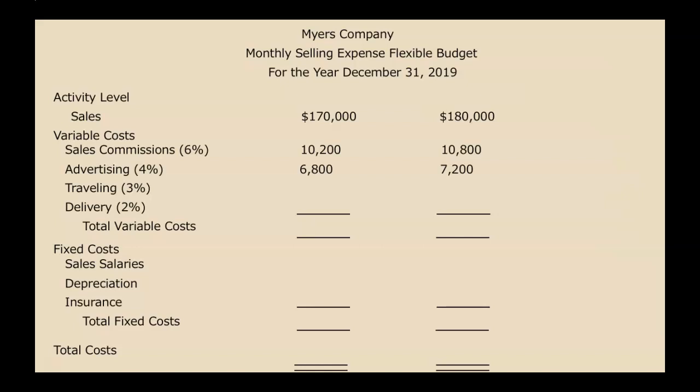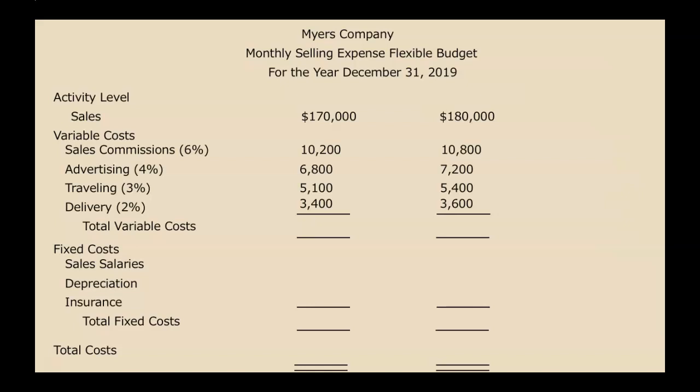Now, traveling is 3% of our sales. So we take our 170 and 180 and multiply it by 0.03. We get 5,100 and 5,400. And finally, for delivery costs, it's 2%. So we get 3,400 and 3,600.